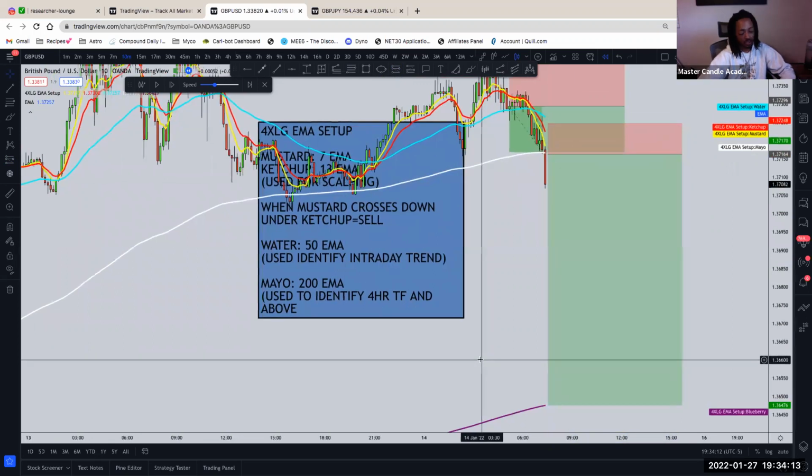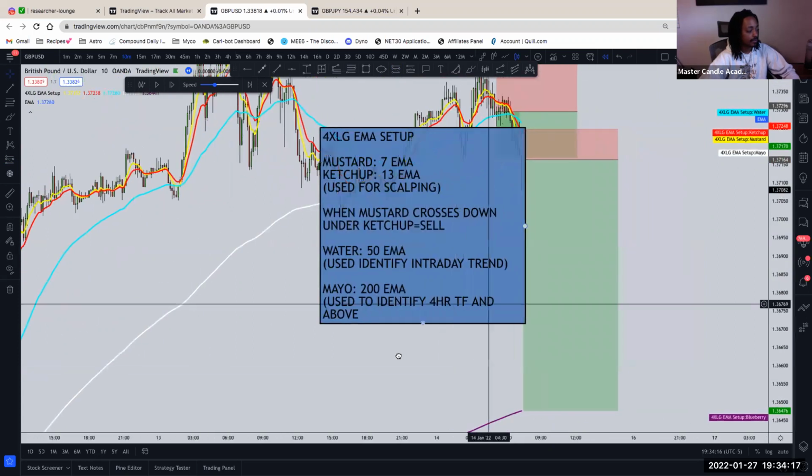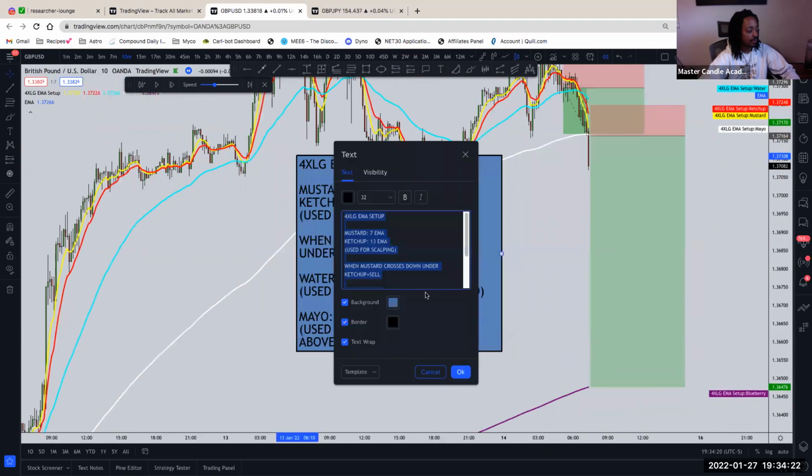Now, I just did all that explaining about patterns and showing you guys everything. Now it's time for Blueberry. And Blueberry is our 800 exponential moving average.